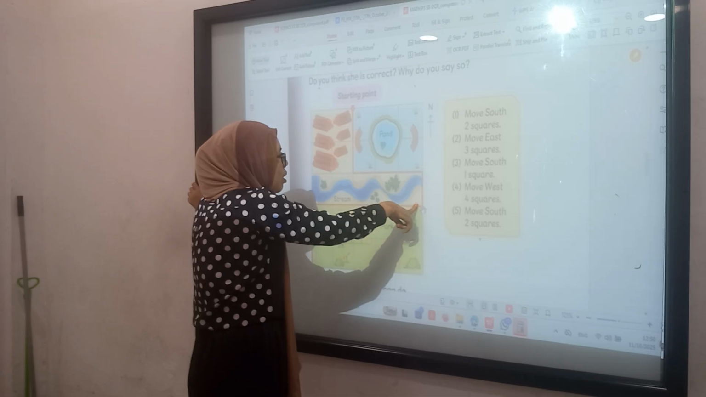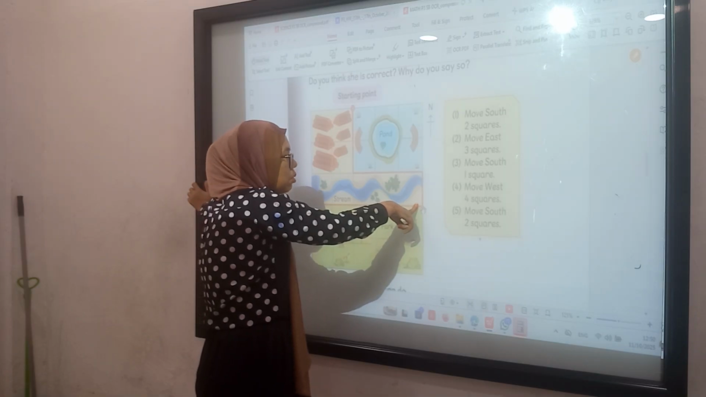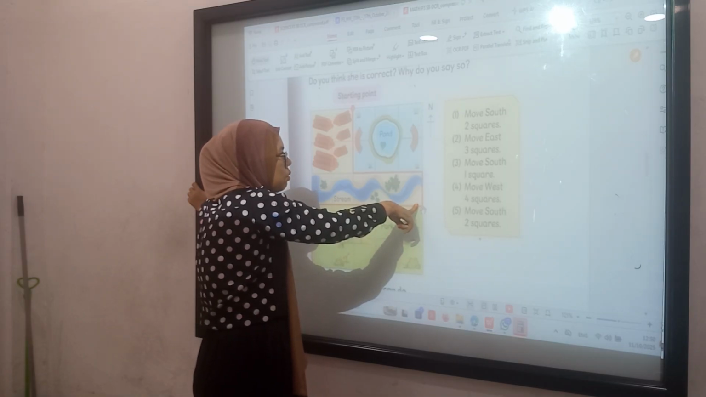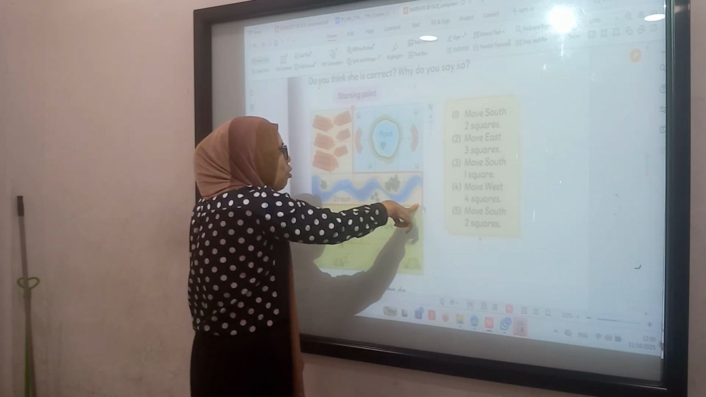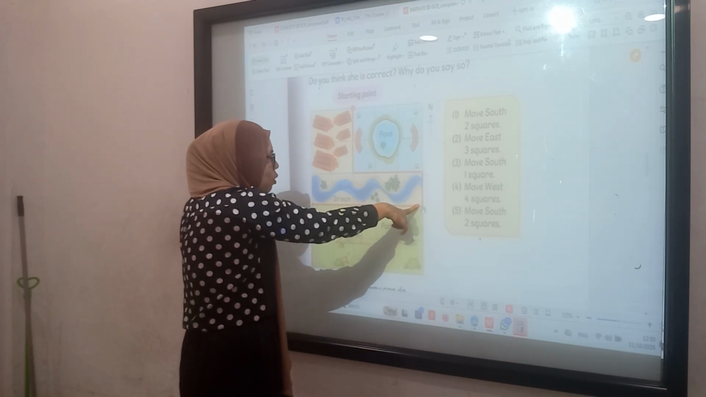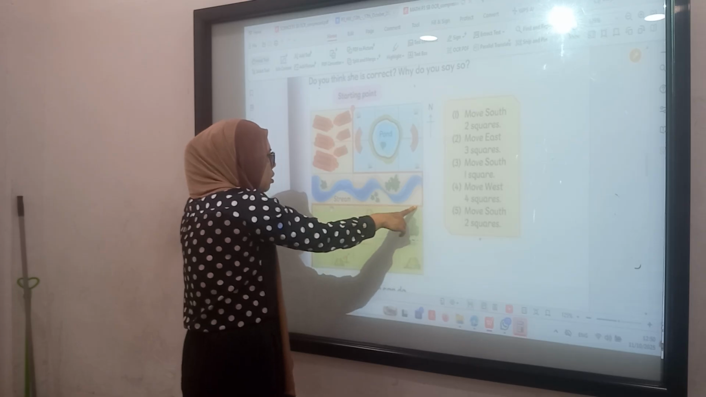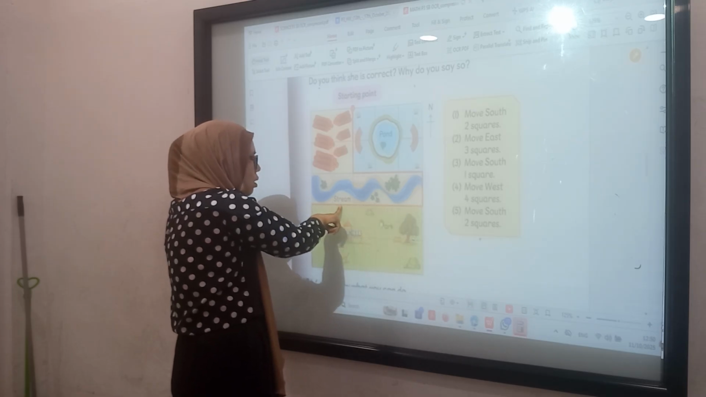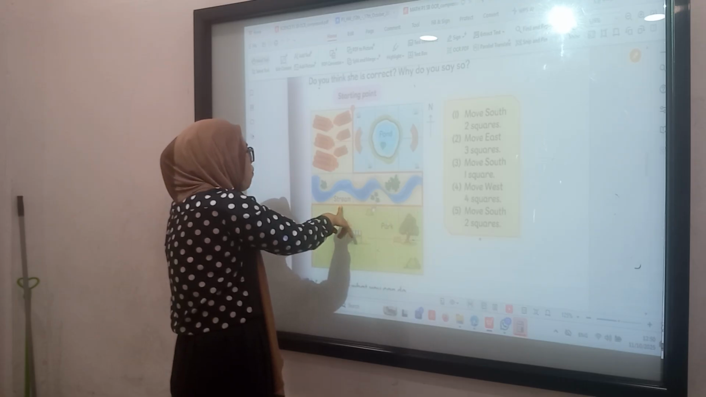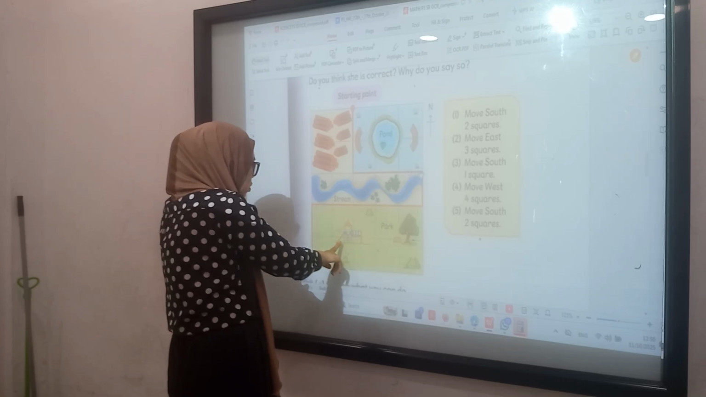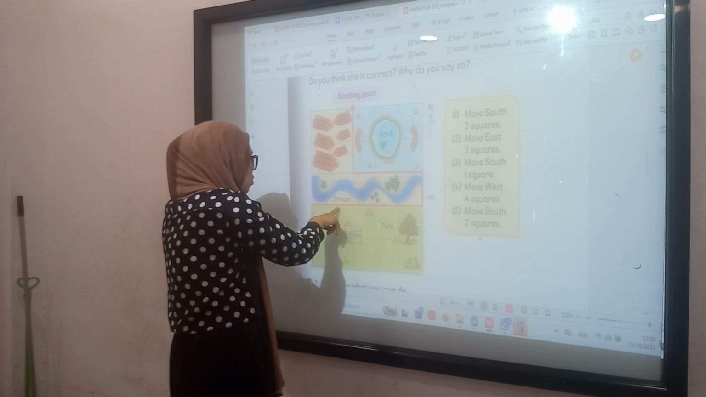Yes. That's on the book, the explanation of the book. When we move 1 square. Okay, this is 1 square, and then move 4 squares, 4 west. So 1, 2, 3, 4, and then here 4. Again, and then move south 2 squares, and then 1. Okay, 2 squares, 1, 2.